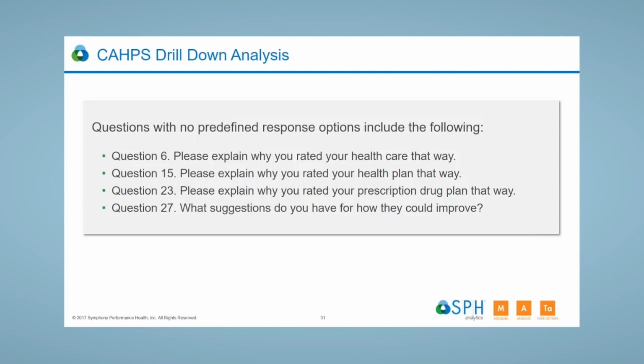So we also, as mentioned earlier, have open-ended questions about why individuals responded in the way they did in rating the plans, the drug plan, the health plan, their health care. And then we also asked them, what suggestions do you have for how they could improve in order to get more information and drill down? Essentially there's a lot of comments, and we read through those comments and try to categorize them and see what it is that people want from their plan. Next slide, please.